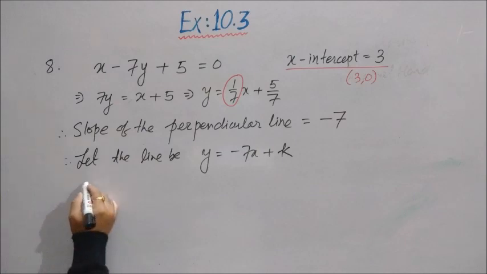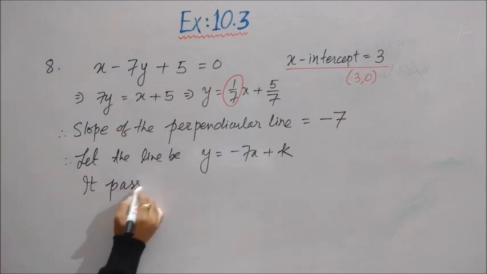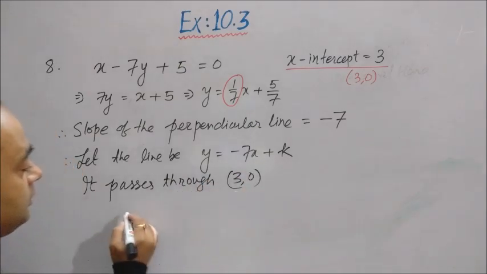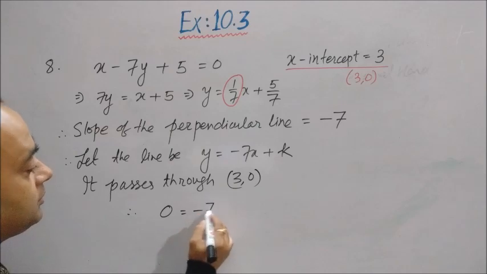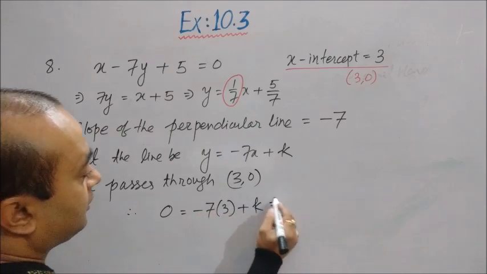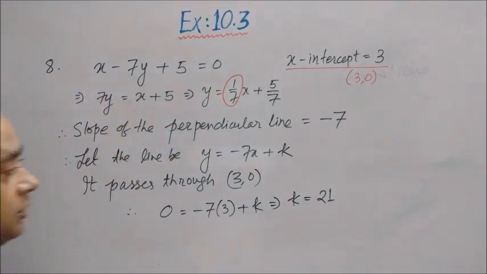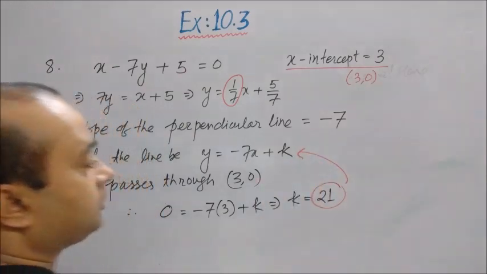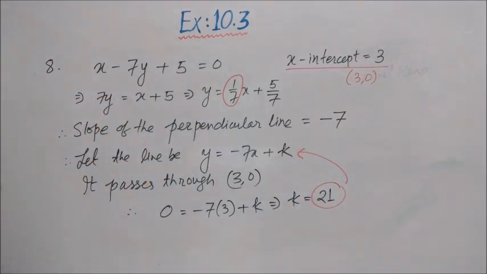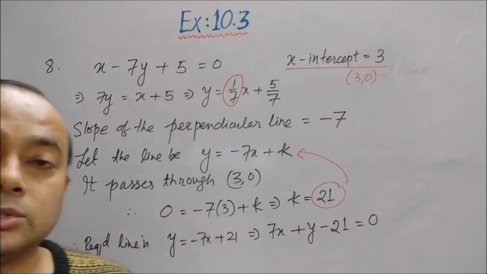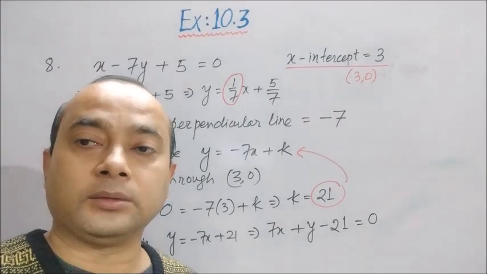So we'll write down it passes through 3, 0. Therefore 0 equal to minus 7 times 3 plus k. So this implies k equal to 21. So let us put this value of 21 back in this equation and we will get the required answer. Hence the required answer is y equal to minus 7x plus 21. Shifting everything to the left side, 7x plus y minus 21 equal to 0. And this is the answer to question number 8.